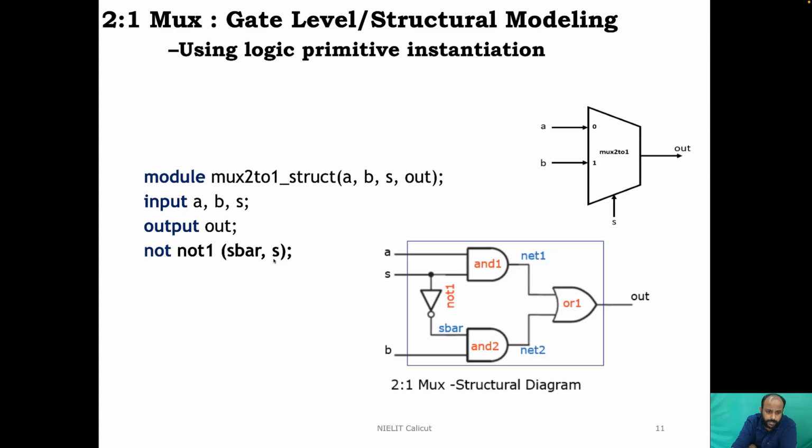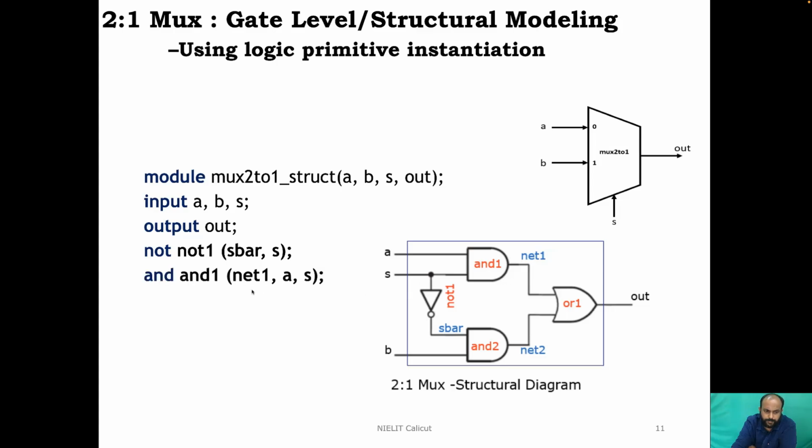So the meaning of this is, whatever value appearing in the S, it will be reaching S bar as the notted version of it. So whenever you are instantiating logic primitive, the output port is what you write first, followed by the input ports. In this case, there is only one input. For certain gates, there can be multiple inputs. Okay, so I have accomplished this particular NOT gate now.